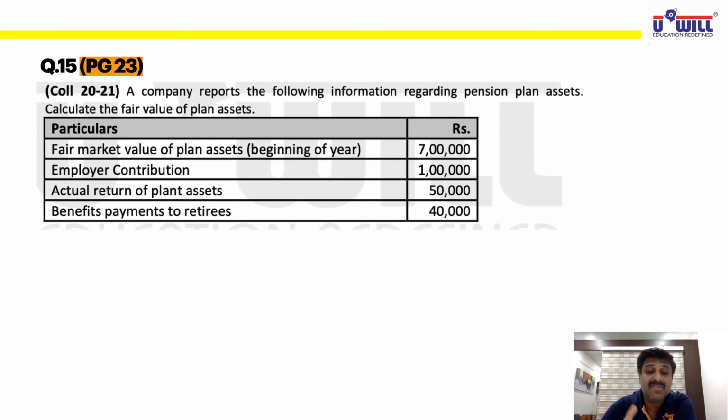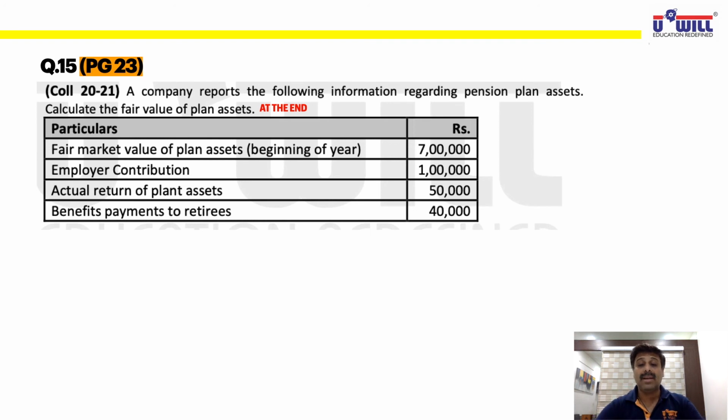Now look at question number 15 on page 23. This is a twisted question. Mark it as an important question, slightly different. Understand it now. A company reports the following information regarding pension plan assets. Calculate the fair value of plan assets, means we will find the value at the end. Actual return is not to be found. In fact, see in the table, actual return is already given. We have to find the fair value at the end.